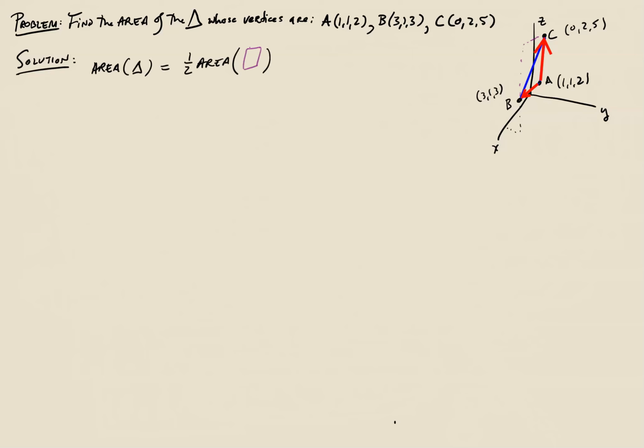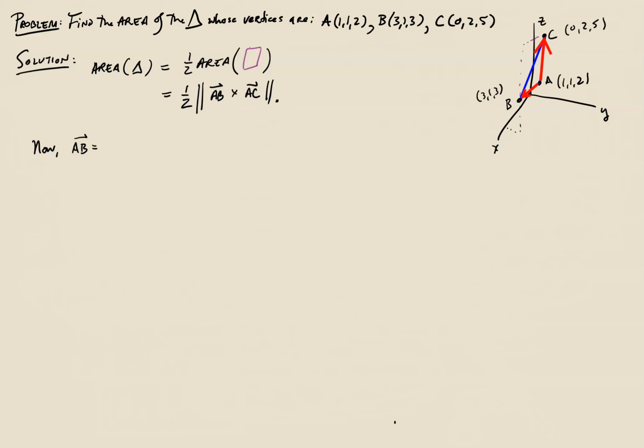So our first observation is just to put in writing what I just said a moment ago. The area of the triangle we want is half the area of this parallelogram. The area of that parallelogram is the length of a certain cross product. Namely, it's going to be the length of vector AB crossed with vector AC. Naturally, to compute that cross product, we're going to need, first of all, to get the components of these two vectors. Well, that's pretty easy.